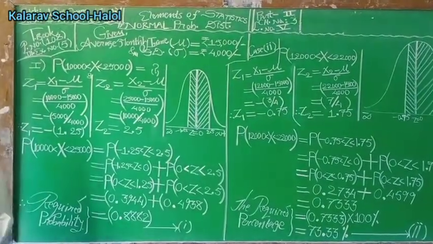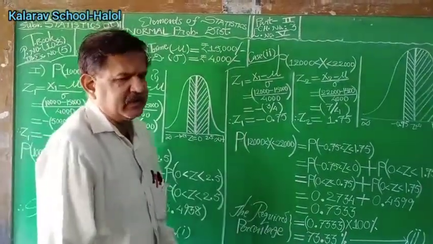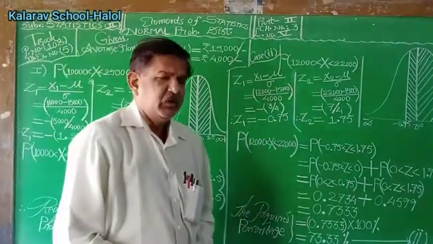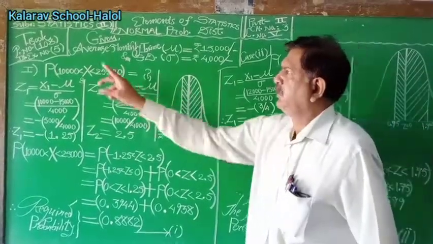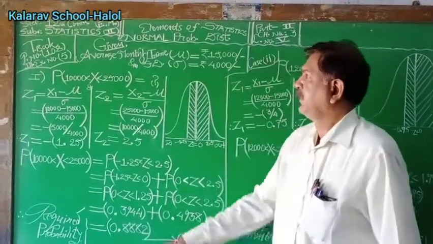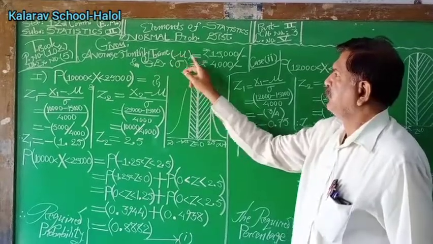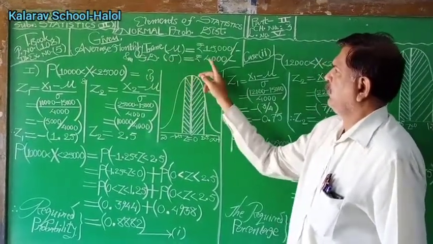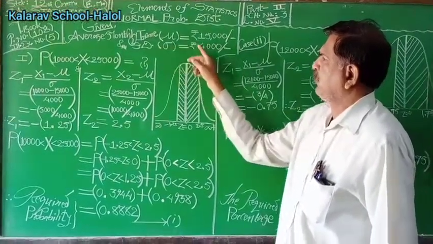Standard 12 Commerce, subject Statistics Part 2, in which we take the practical example based on normal probability distribution. In our textbook, Statistics Part 2, on page number 108, illustration example number 5. Average monthly income, mu, the mean, is rupees 15,000 and its standard deviation sigma is rupees 4,000. Mu equal to rupees 15,000 and sigma equal to rupees 4,000.